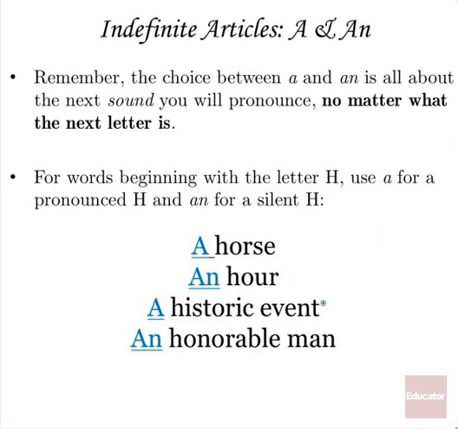Okay. The letter H is where even native speakers of English get confused, because the letter H can be silent, but not always. So, use a for a pronounced H and an for a silent H. So, a horse. When you talk about the thing with four legs that goes neigh, you say horse. You make the h sound, so a horse. An hour. The H is silent in hour.